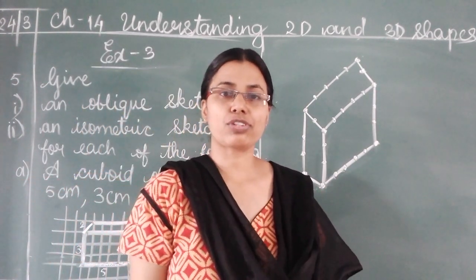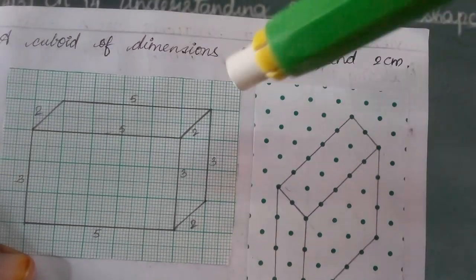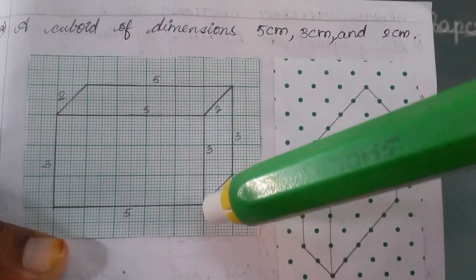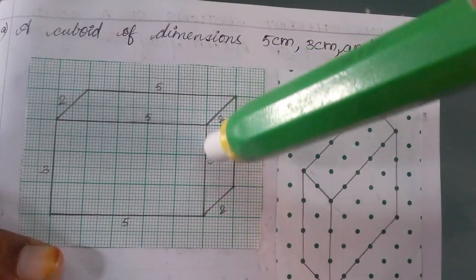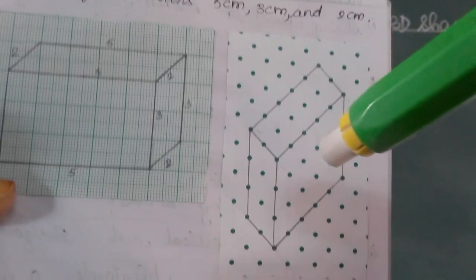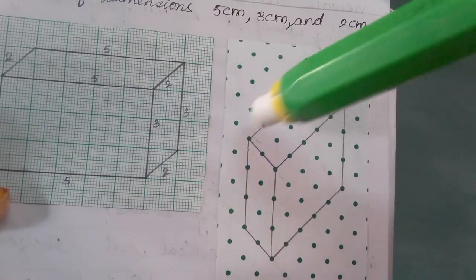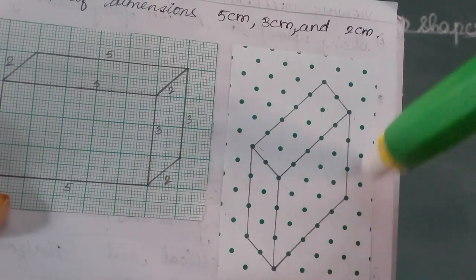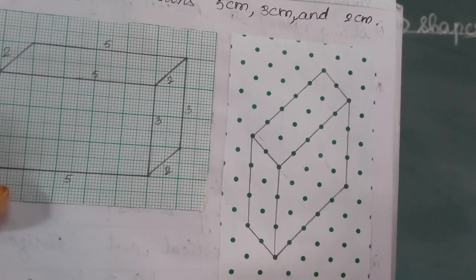Now I will show you the actual figures. So here children, you are able to see that we are drawing the figure on the graph and this is 5. This length is 5, breadth is 3 and height is 2. On the graph paper you have drawn and the same thing you have drawn on the isometric dot paper. Here it's 5, 2, 5 and this is 3. This is the figure that you are going to get. Complete this in your class workbooks. Paste it in your class workbooks.